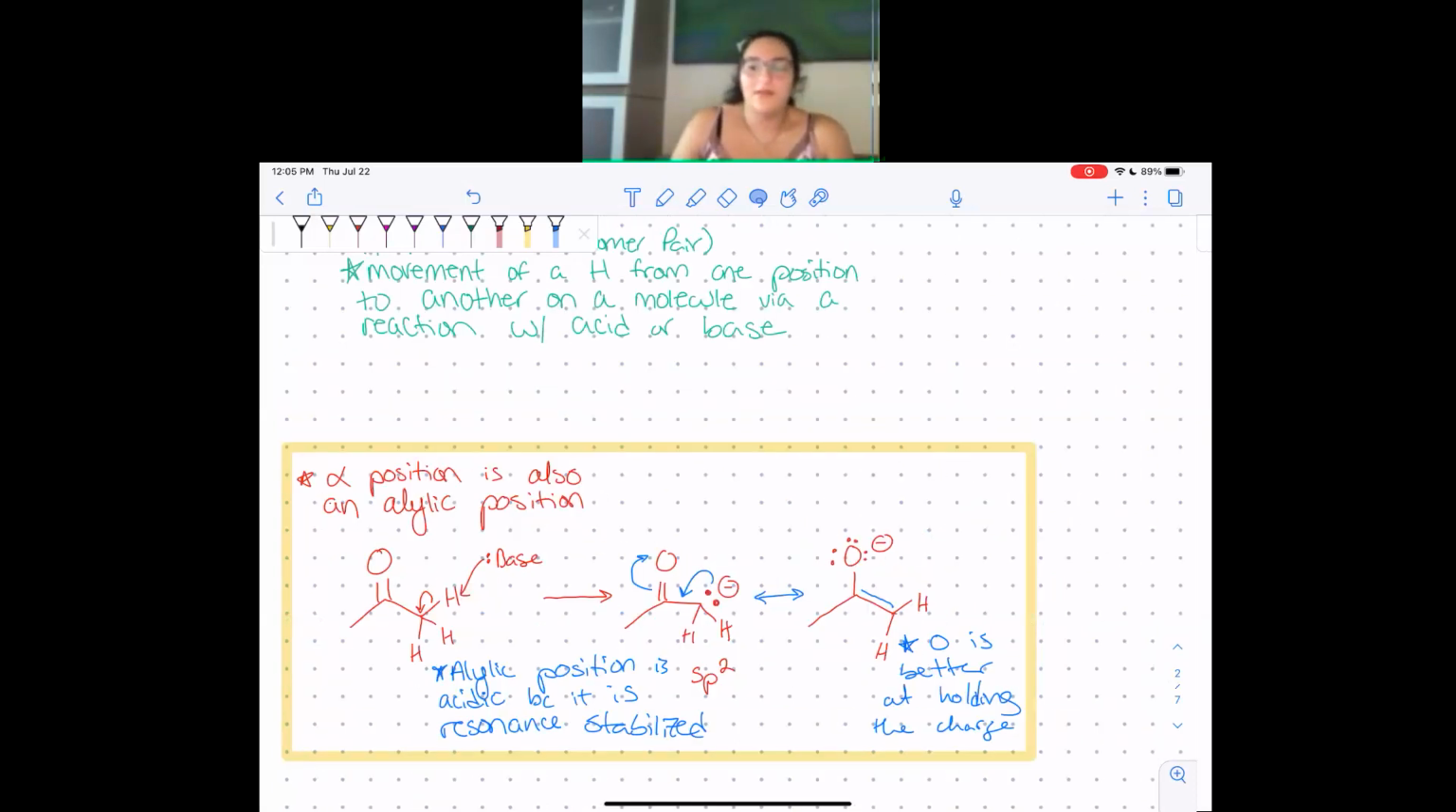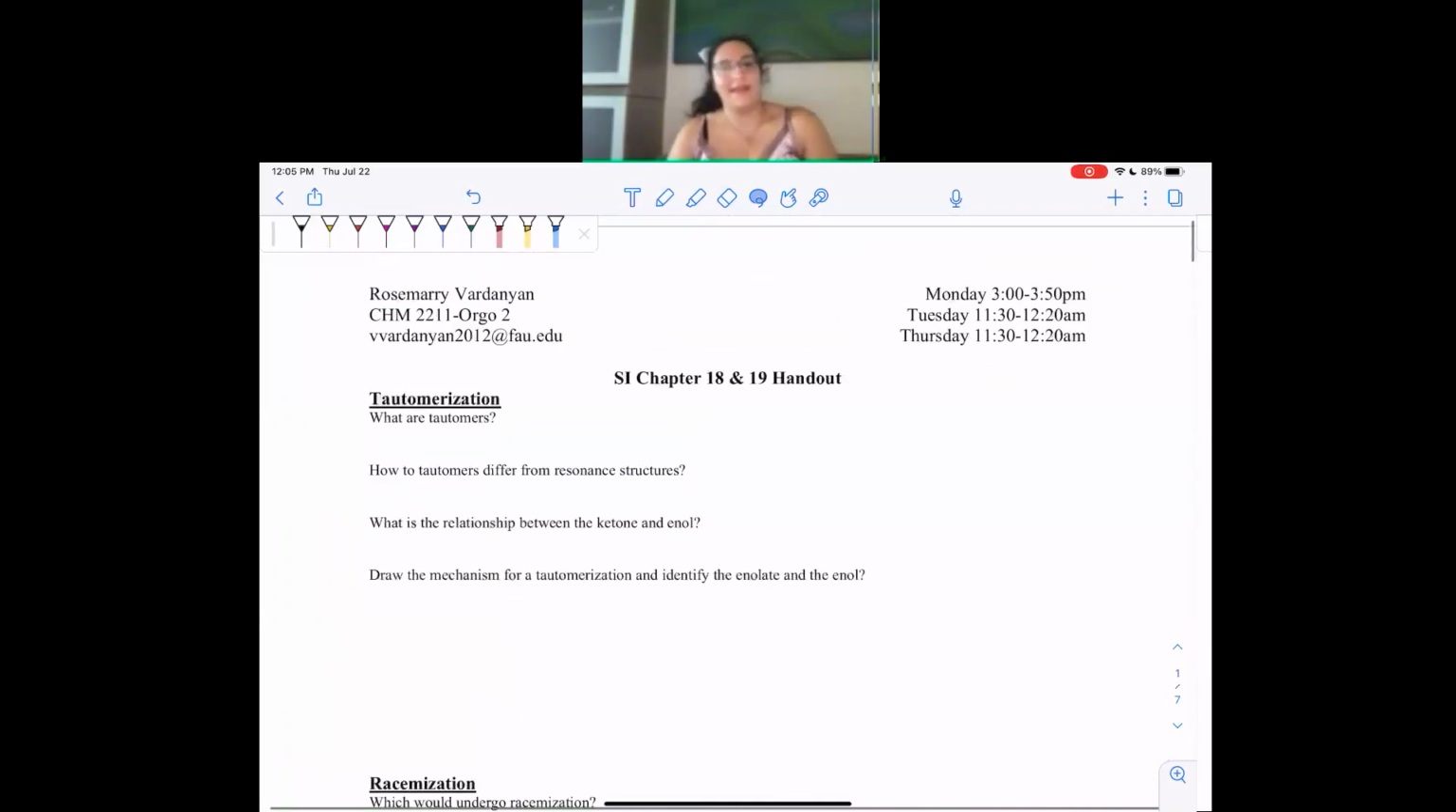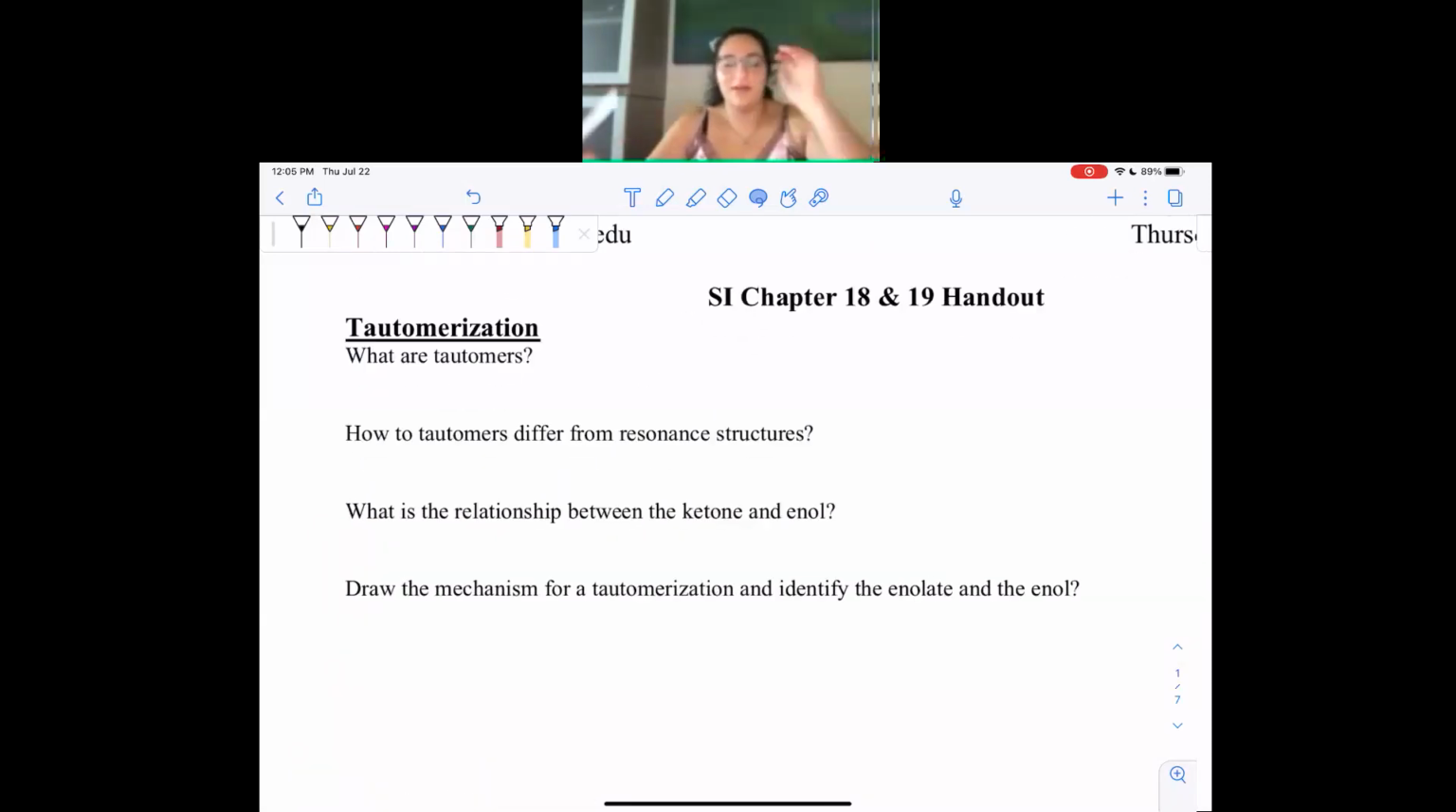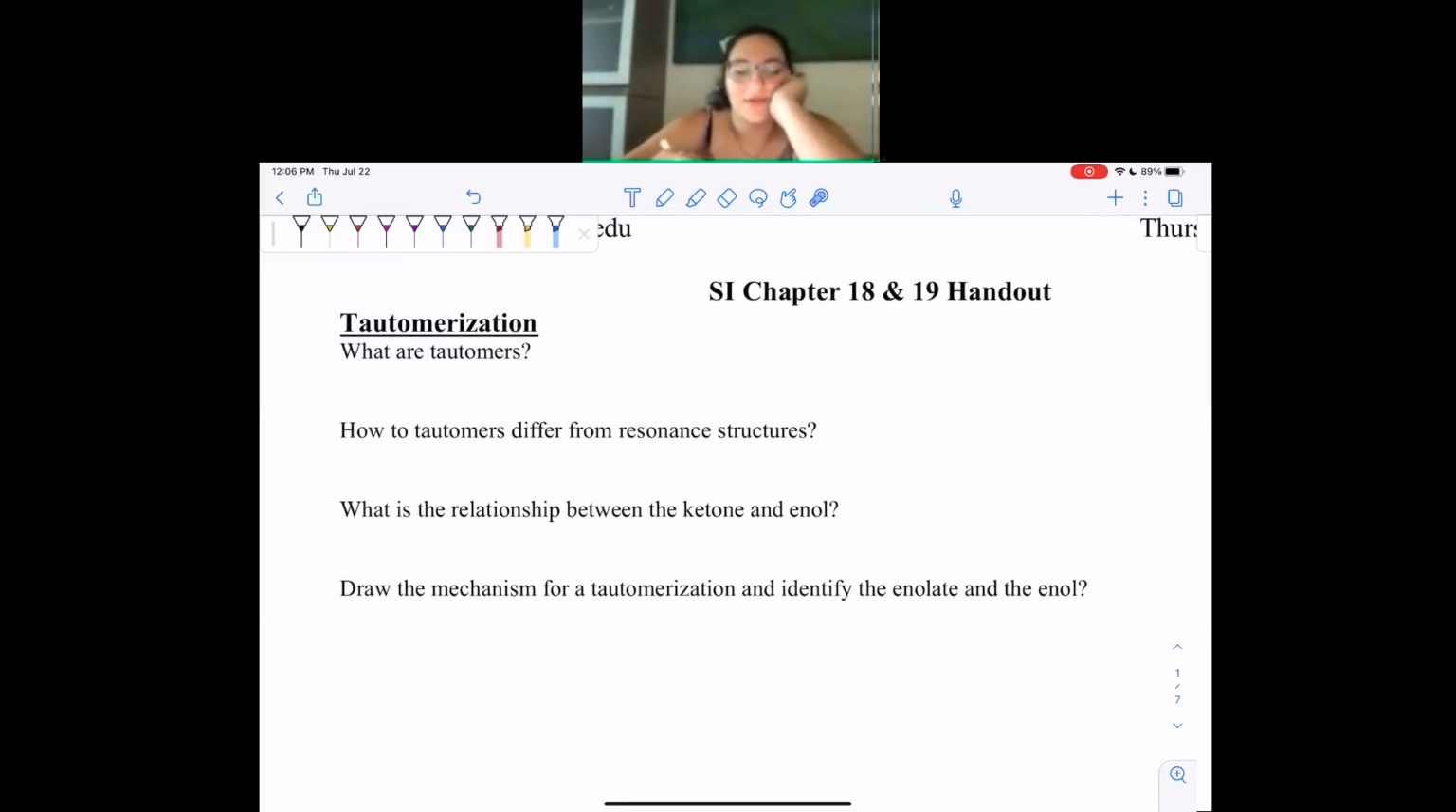Okay, so let's go back up here to the handout, the first page. So we basically went over all of these questions and we answered them. Just to recap, tautomers are a pair of isomers where the hydrogen was moved from one place to another. Tautomers are different from resonance structures because this needs a reaction, this does not. We know that the ketone and the enol are tautomers, and we already drew out the mechanism.